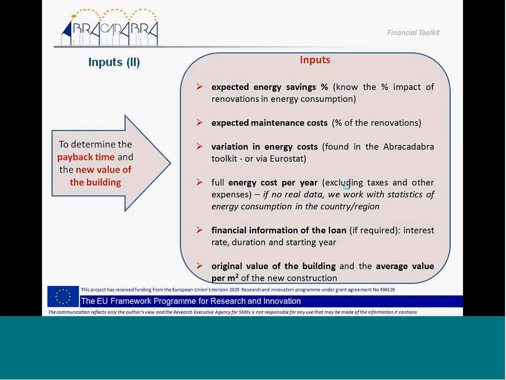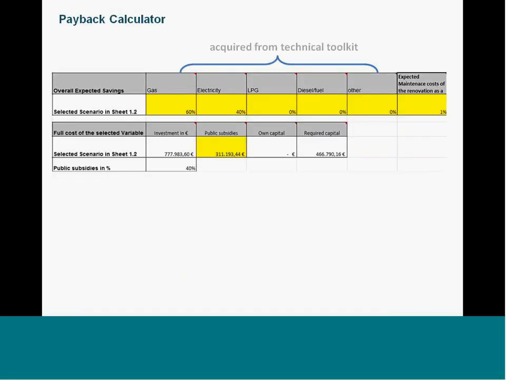Again, if there are no real data, the toolkit can work with statistics for the energy consumption in every region or country. Then the financial information of the loan: that means when the loan will start, the duration of the loan, and the interest rate of the loan. And the original value of the building, as in the current state, and the average value per square meter of the new construction. Let's see how the toolkit works in these procedures.